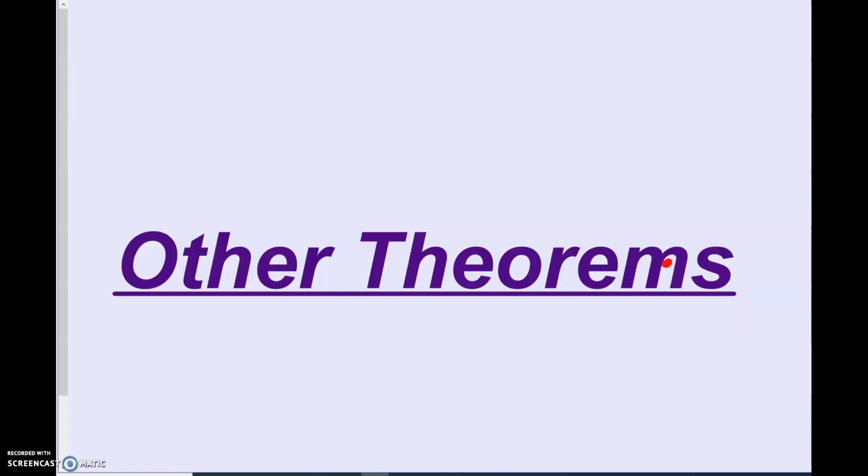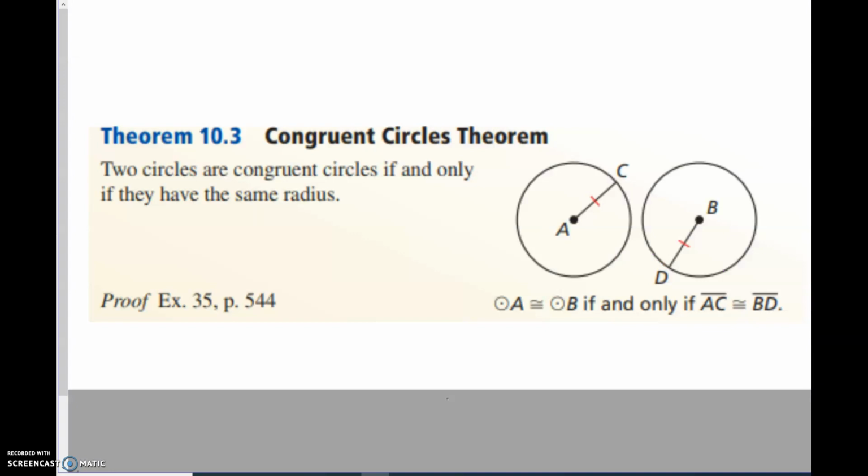All right, some other theorems that we have to go through. In here, we've got a radius AC and a radius DB, and they are marked congruent. Therefore, circle A is congruent to circle B. Now I can tell you A and B are congruent circles, and then you can also assume that those radii must be congruent. So this is a forward and back. It's an if and only if. So it's true forward and back.